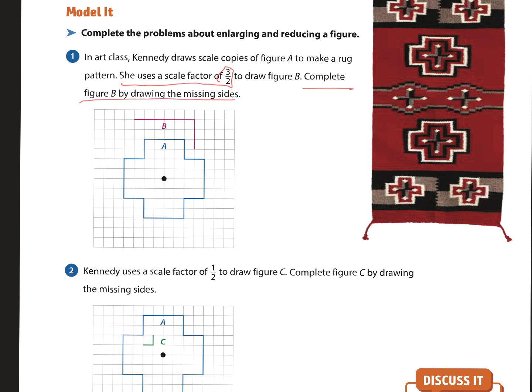So in order to find out what your new sides are going to be, you multiply each side by 3/2. So our pre-image is here in blue. We have this side right here that is 4 units. So we're going to multiply 4 by 3/2.